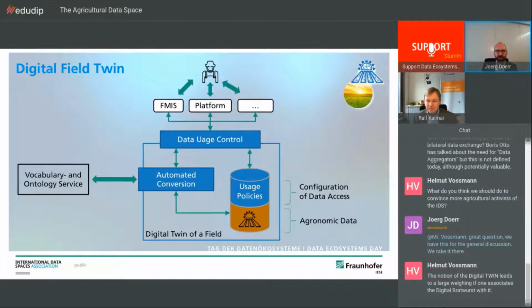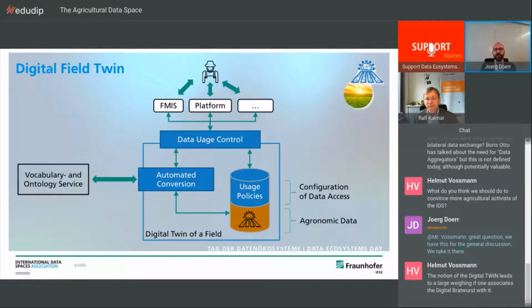There was already a comment by Mr. Forstmann that says, the notion of the digital twin leads to a large weighing if one associates it with a digital bratwurst. That's of course a little bit funny, but I think what you want to point at is the whole point of that. Of course, we don't stop with the farming. It all goes to the food processing areas, and we create these kind of things that we eat and we like to eat, and the food traceability issues come with it.